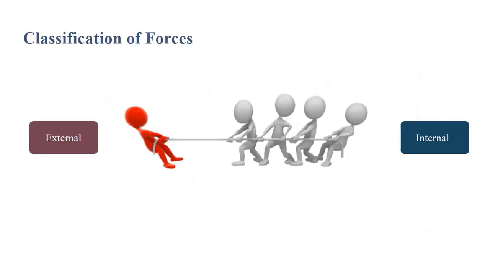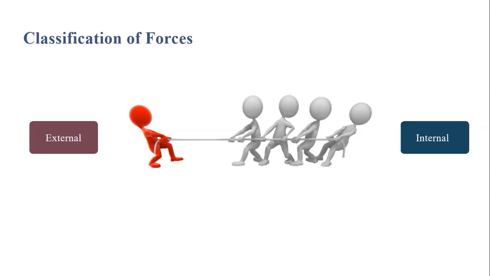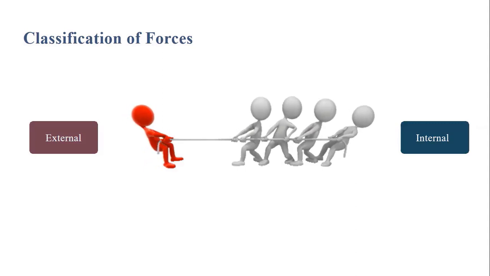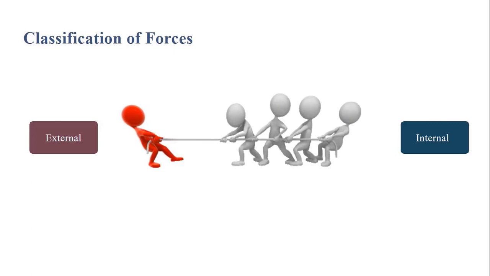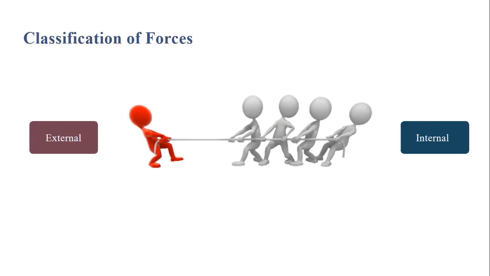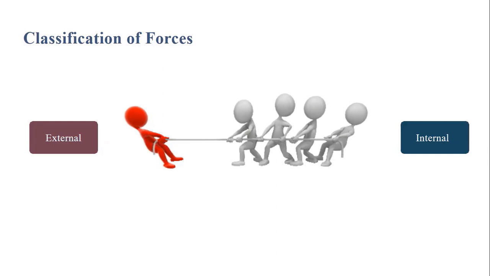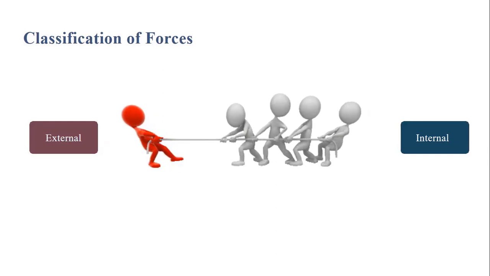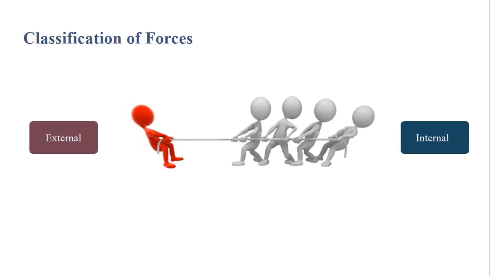Right? Now here is a classification of forces. There are external forces and internal forces. Now what are external forces and internal forces? In that diagram you can see that the guys are playing tug of war, right? Four guys are on the right side and one guy is on the left side. That is so unfair. But let's understand the concept.